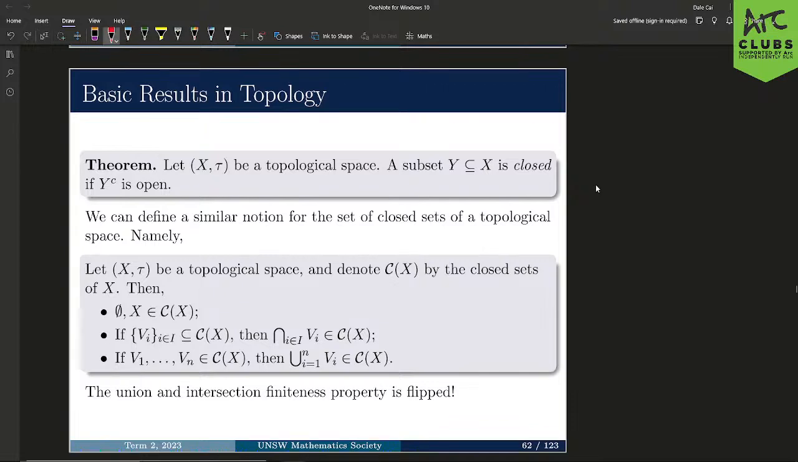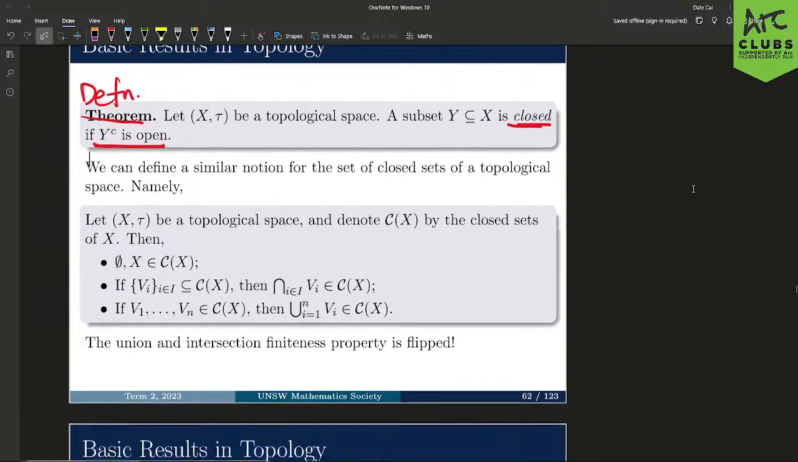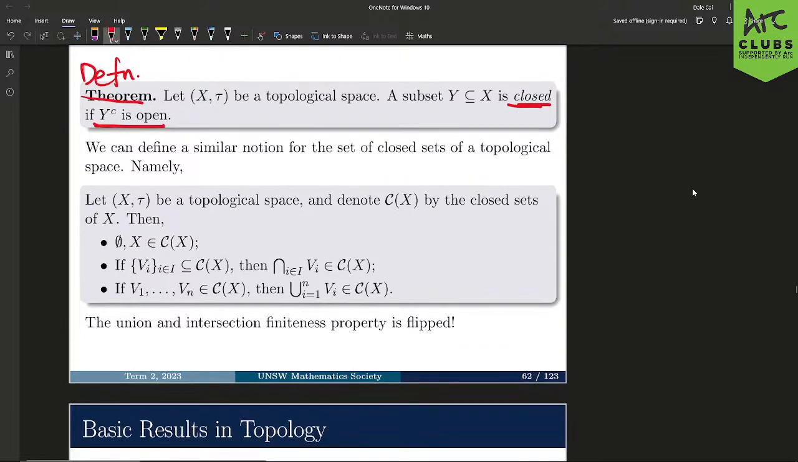So here are just some definitions. This isn't really a theorem, it's more of a definition. A set is closed if the complement is open. So that's similar to what we had before. And we can also denote the closed sets as C of X, and it satisfies some properties. You think of this as just the set of V complement where V is in tau.